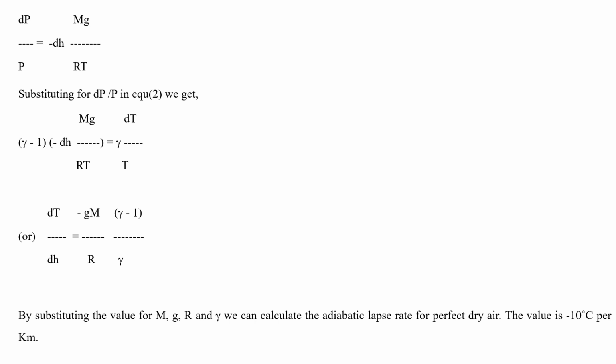From that expression, the rate of change of temperature with respect to the height, dT by dh, is equal to minus mg by R into (ν − 1) by ν. Substituting the values of the mass of the air, g, acceleration due to gravity, the gas constant R, and ν, the ratio of specific heat capacities, we can calculate the adiabatic lapse rate of perfect dry air as minus 10 degrees C per kilometer.